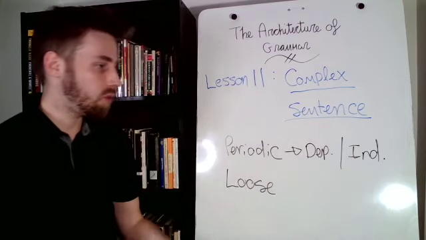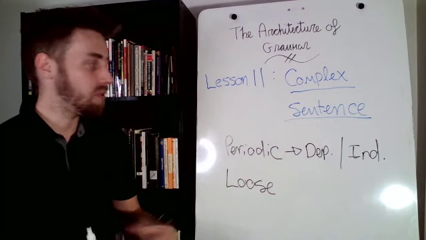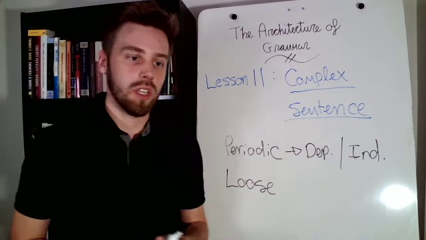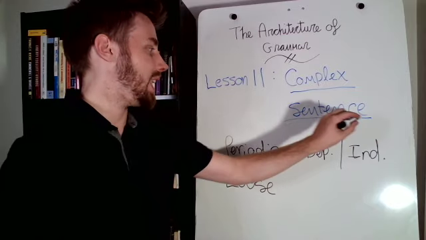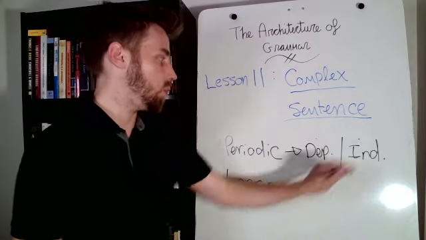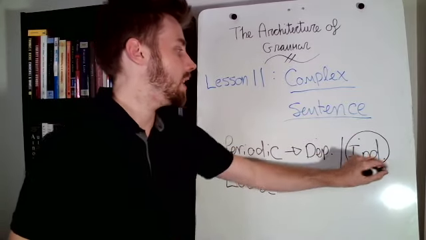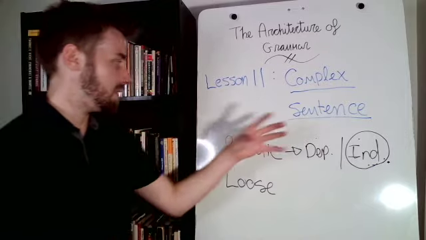So before he bought the penthouse, before Léandre bought the penthouse, the market crashed. So dependent and independent. The reason we call it periodic is that the main point, which is the independent clause, is at the end. And so this is a stronger type of sentence.